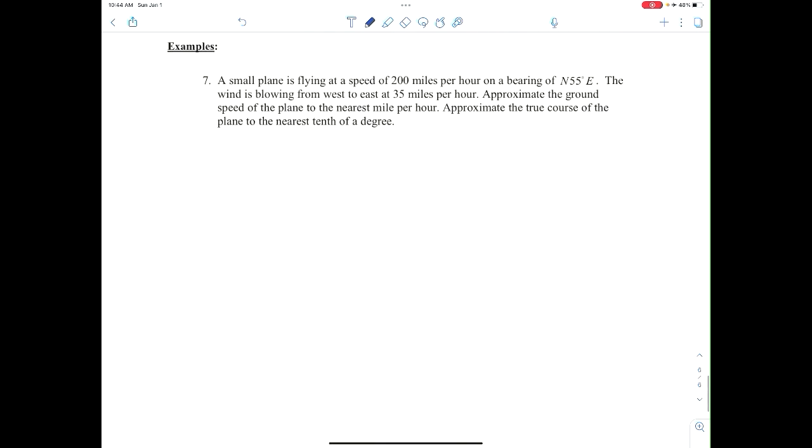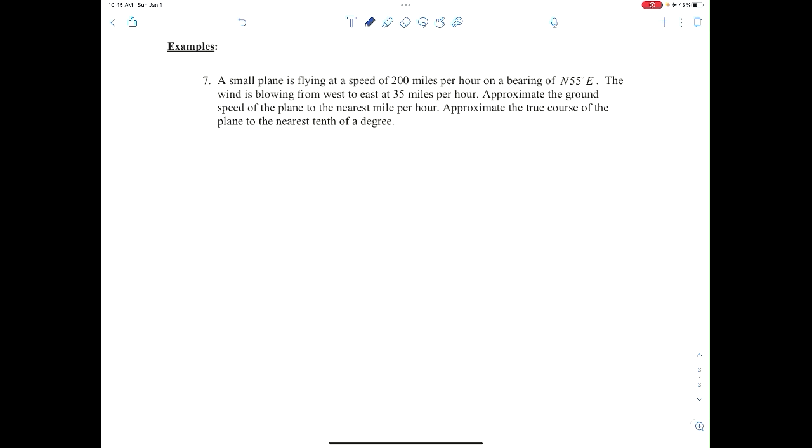Okay. Our final example for this section is an application problem. A small plane is flying at a speed of 200 miles per hour on a bearing of north 55 degrees east. The wind is blowing from west to east at 35 miles per hour. Approximate the ground speed of the plane to the nearest mile per hour. Approximate the true course of the plane to the nearest tenth of a degree.